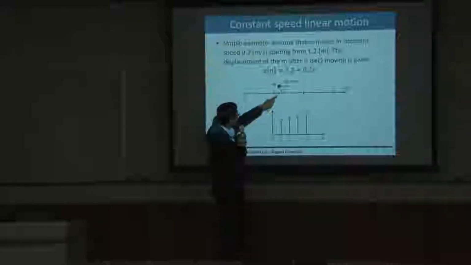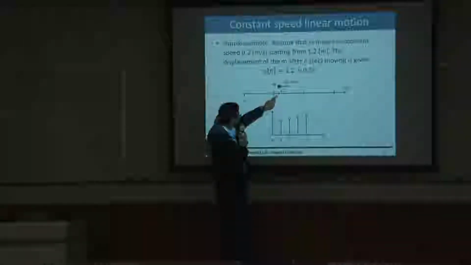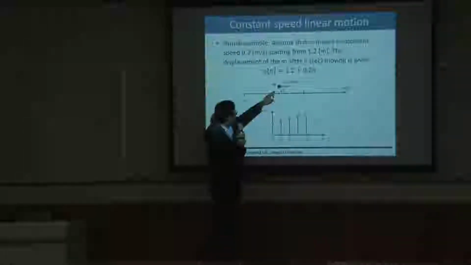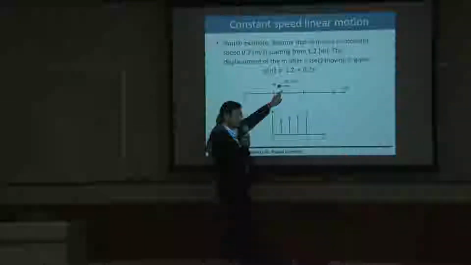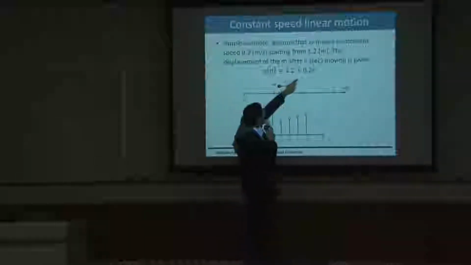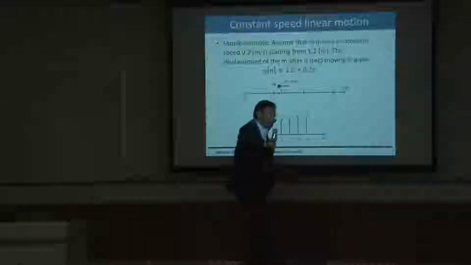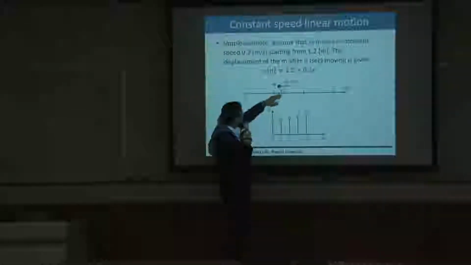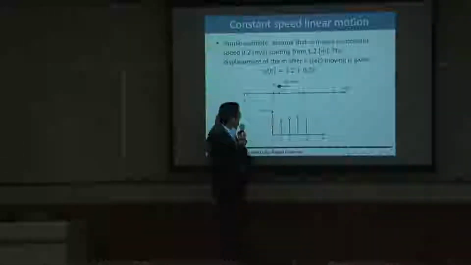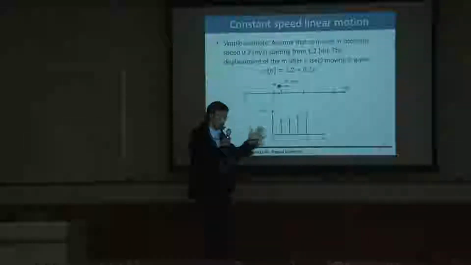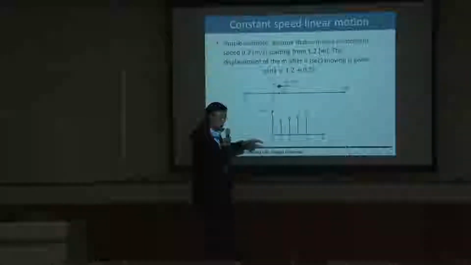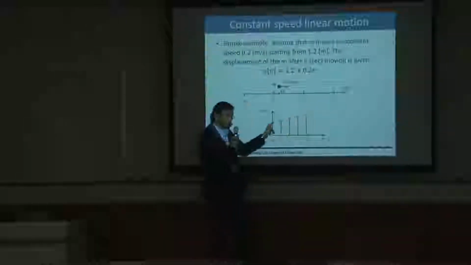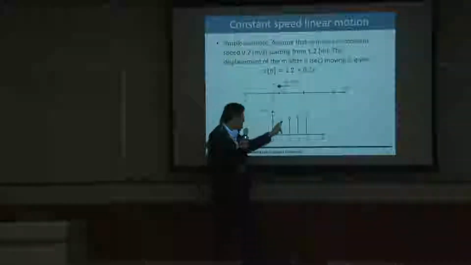At time 0, it is 1.2 meters from the origin, and it moves at a constant speed of 0.2 meters per second. And you're going to sample the location of this particle every second. Then you probably get this kind of signal shape, which should be linearly aligned.